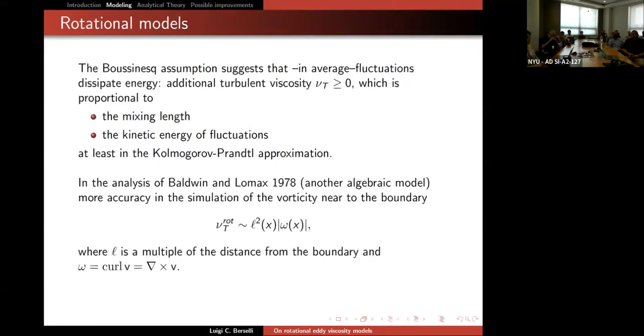And so together with the Smagorinsky model in 1978, Baldwin and Lomax proposed another model, which is probably more accurate in terms of reconstructing what happens to the rotation or to the vorticity near the boundary. So instead of having here the deformation tensor, they understood that putting the curl gives you something which is weighting not the deformation, but the local rotation of the fluid. So again, there is a coefficient which depends on the distance from the boundary, and then the vorticity.